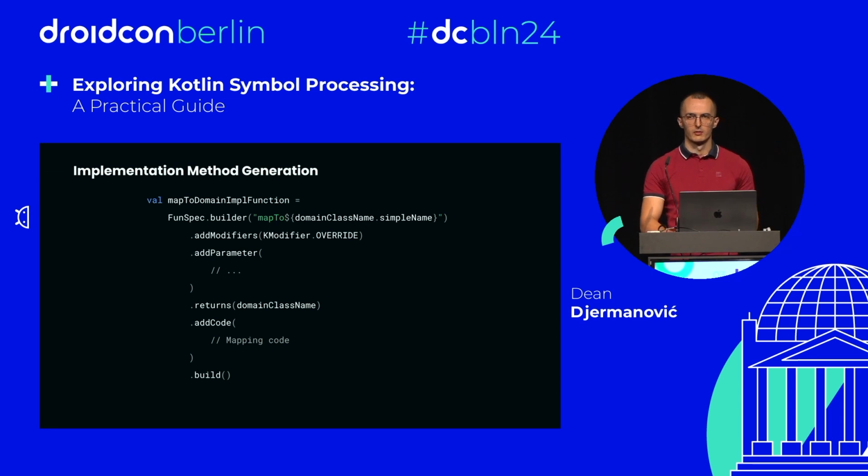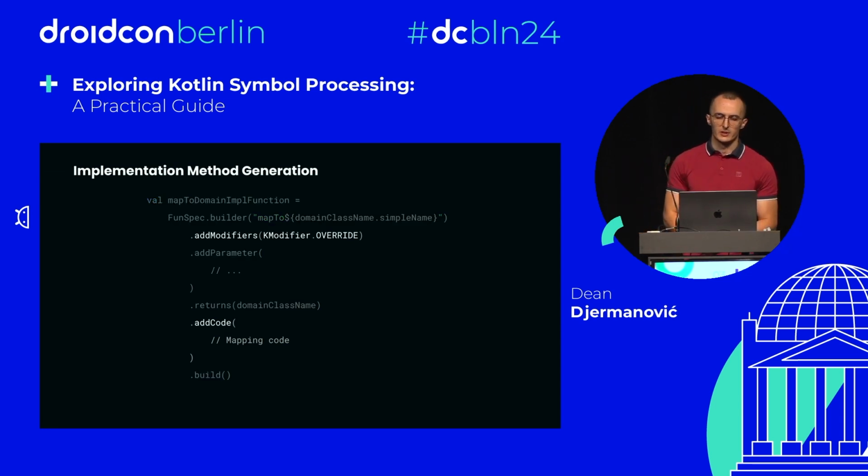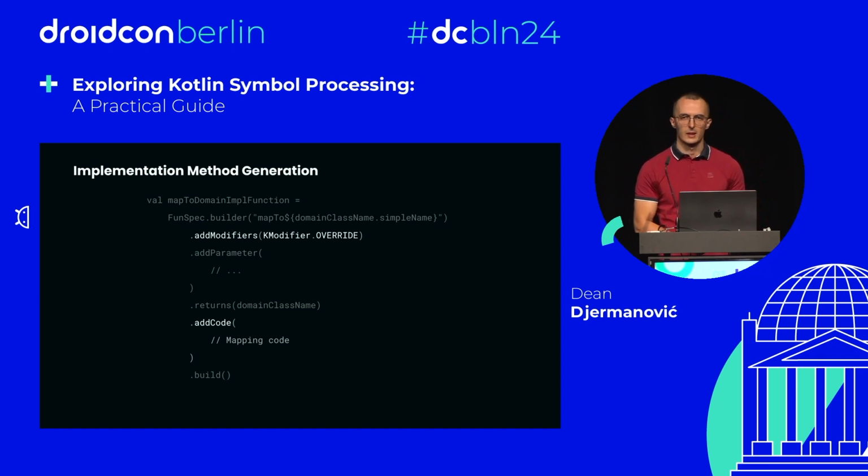So code for that will be very similar with two differences. The first one is that instead of using abstract modifier, we are using override modifier, because the class method will implement the method, will override the method from the interface, and also class method will contain the actual logic. So we also will contain the actual code. So to add a code to the funspec instance, we can use add code method on the funspec builder, which takes in a code block instance.